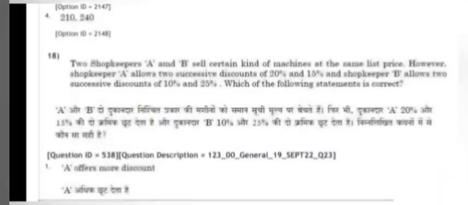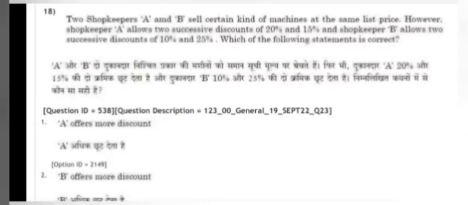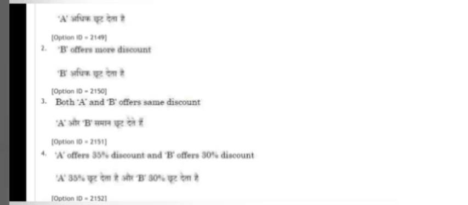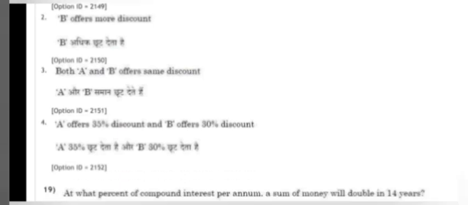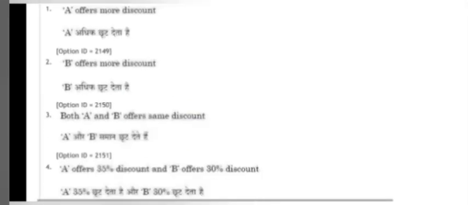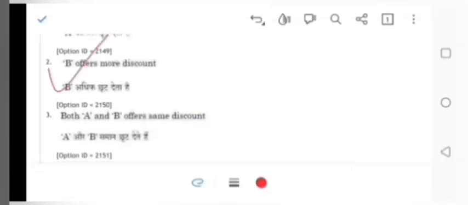Next, two shopkeepers A and B sell a certain kind of machines at the same list price. However, shopkeeper A allows two successive discounts of 20% and 15%, and shopkeeper B allows two successive discounts of 10% and 25%. Which of the following statements is correct? A offers more discount, B offers more discount, both A and B offer the same discount. A offers 35 discount and B offers 30 discount. What do you think? It will be B offers more discount. That's all.